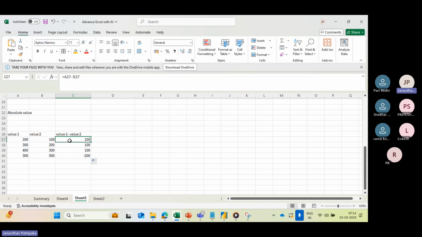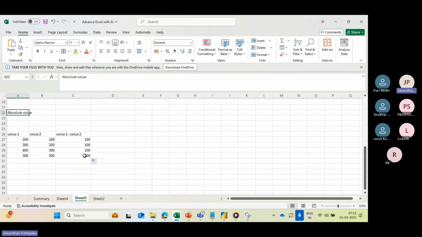But in some cases, they will try to find out the absolute value. When you give the absolute value, it will take only the positive sign. If the value is negative, here minus 200, it will eliminate the negative side. It will just find the difference between them. So if I want value 1 minus value 2, and I don't want this minus symbol or plus symbol, and I want the absolute value, how can we get it? Instead of getting minus 200, I should get the difference. That's it, because it only calculates the difference.